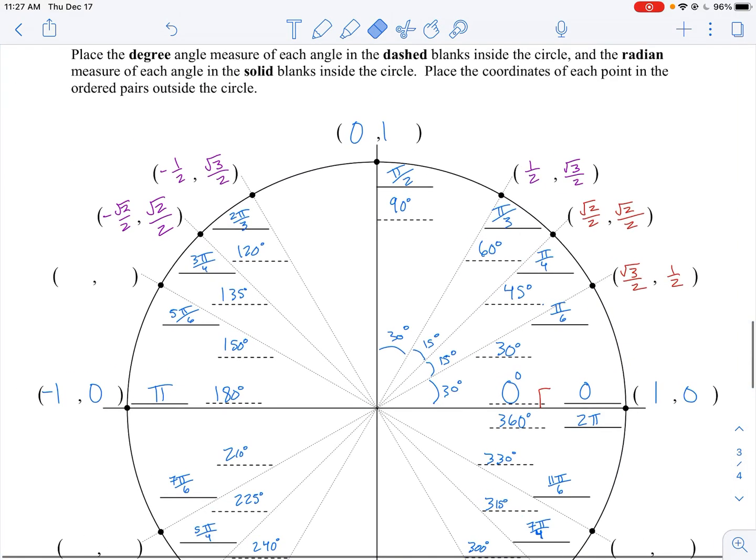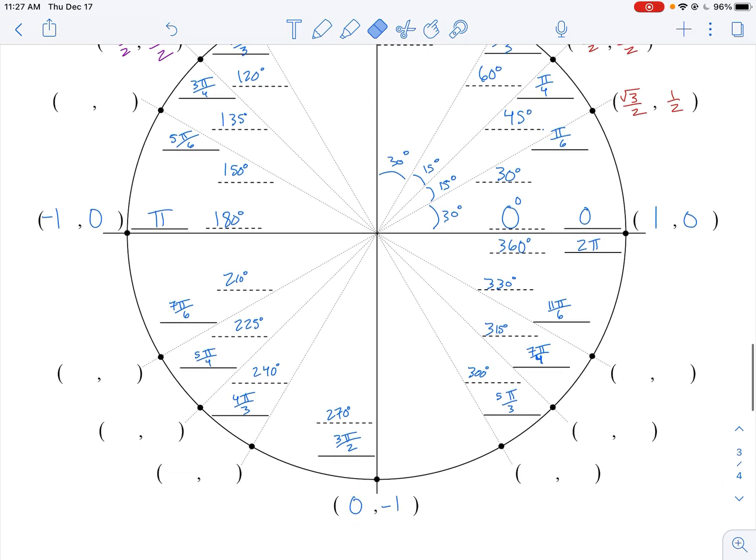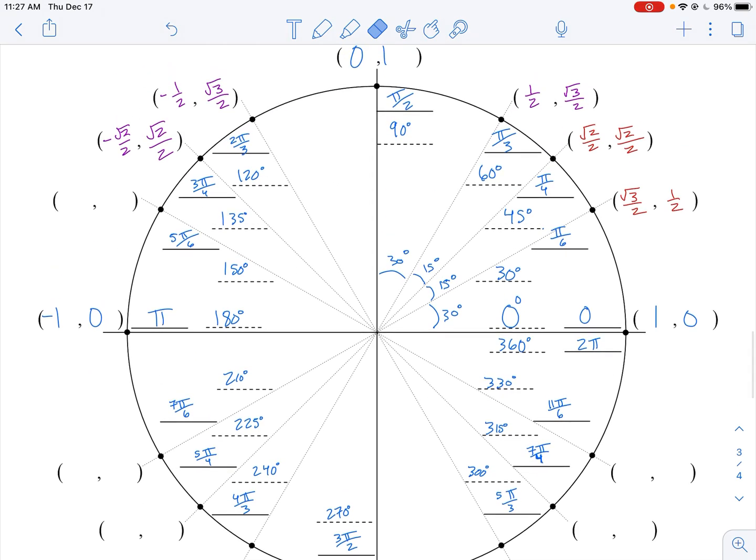So now that you've seen the pattern, I want you to go through the rest of the unit circle and fill in all of the coordinates. And that'll be video 2 on getting the coordinates for the unit circle.